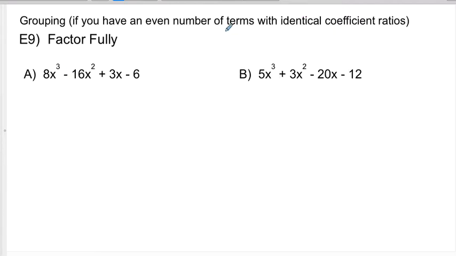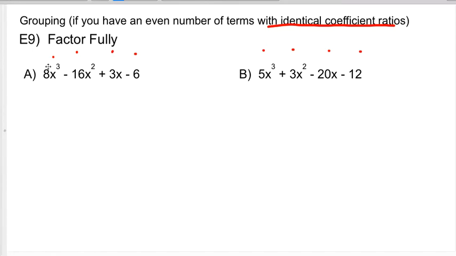So let's talk about factoring by grouping. Grouping is useful if you have an even number of terms, 1, 2, 3, 4, right? And conveniently, I have identical coefficient ratios. I'll explain what I mean by this in a sec, but the problem is that I can't give you a problem yet that doesn't work by grouping because you don't know synthetic division.